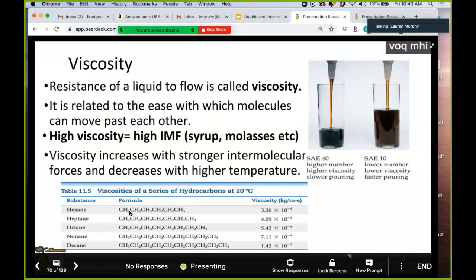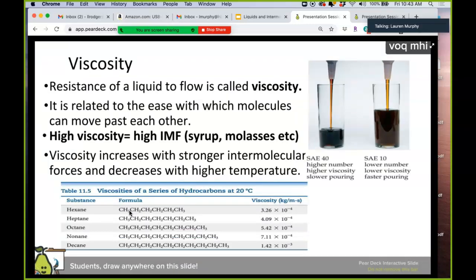So here we go. Viscosity is the resistance of a liquid to flow. How viscous something is depends on how easily the molecules of the liquid are able to slide past each other. Okay, so if something is very, very viscous, if it has high viscosity, that means the molecules do not flow past each other easily.